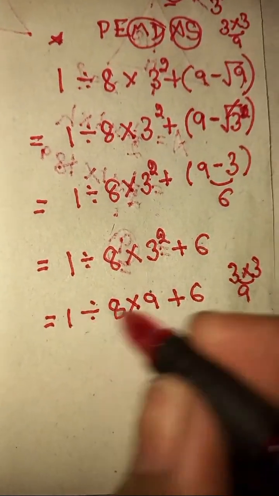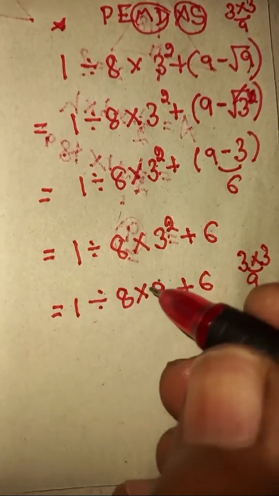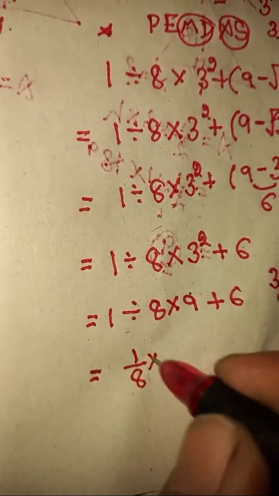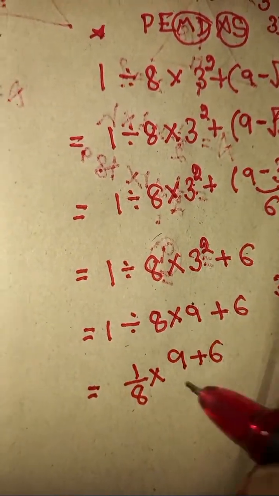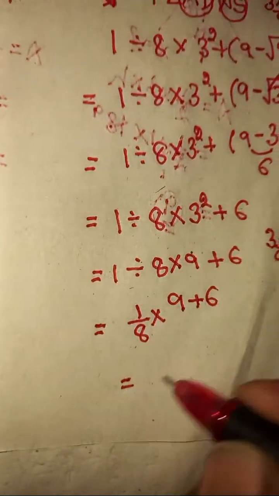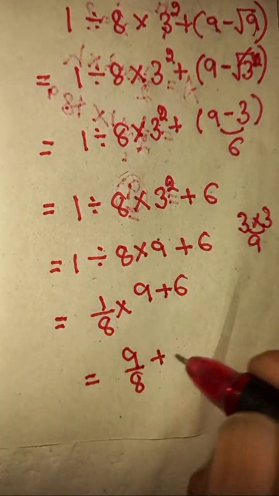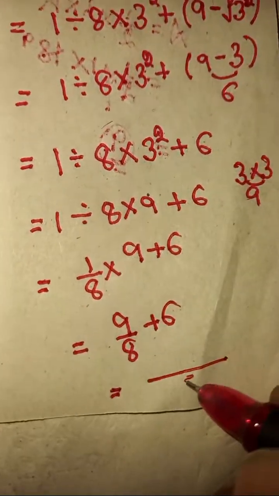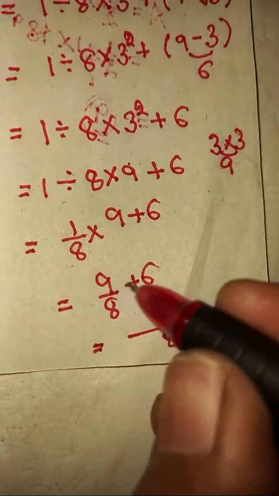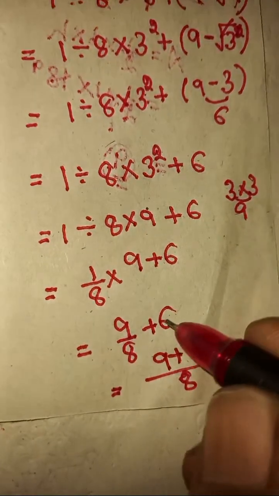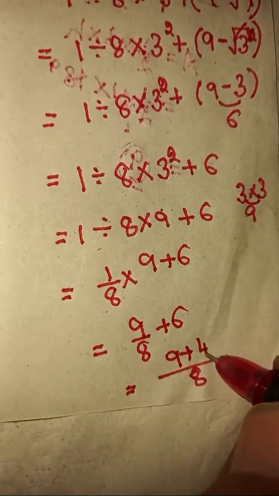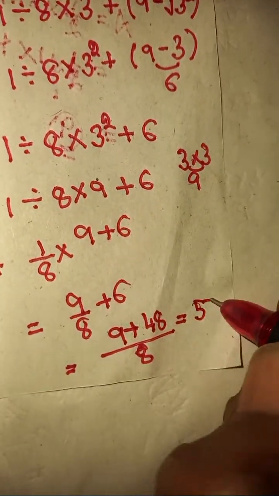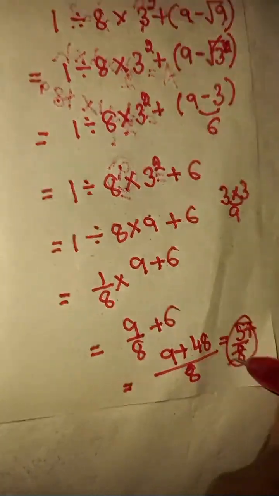Now dividing and multiplying both there, do from left. It becomes 1 by 8 times 9, plus 6. This 9 comes above: 9 by 8 plus 6. When you add these two, the denominator 8 remains, and the numerator is 9 plus 6 times 8, which is 48. 48 plus 9 becomes 57 by 8.